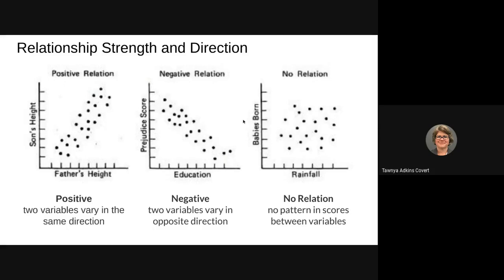So that's no relationship. So positive relationship, they trend up in the same direction. Negative relationship, as one variable gets larger, the other one gets smaller. And so you see this trending downward across the chart. And then no relationship when it looks like it's just randomly placed on the scatter plot. No pattern in the scores.